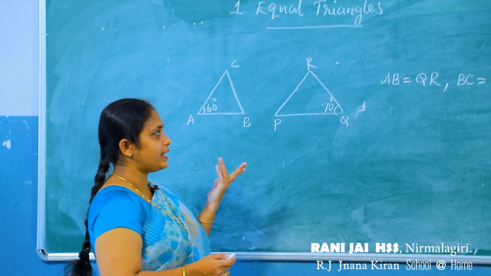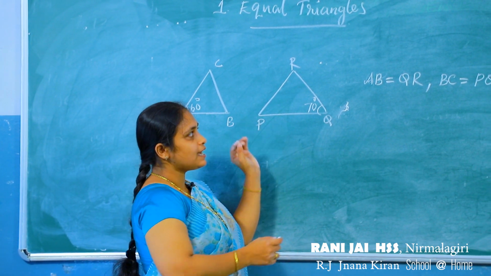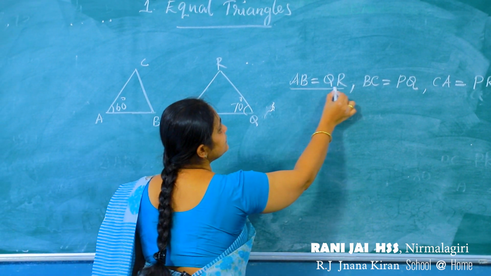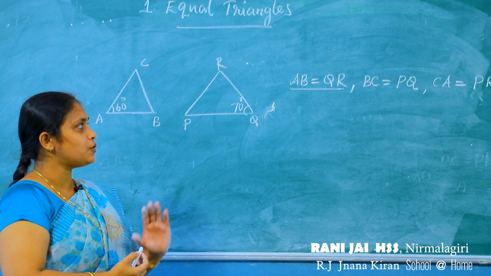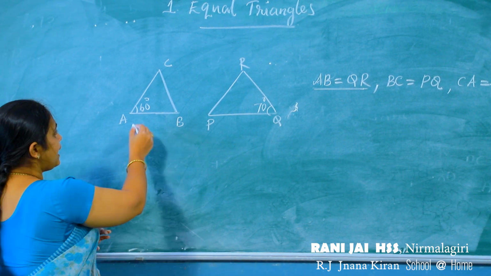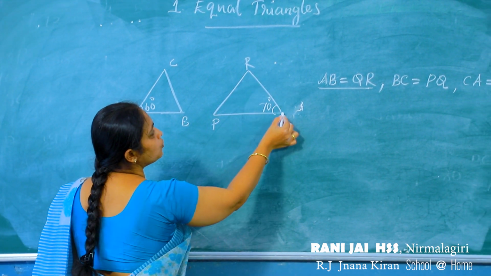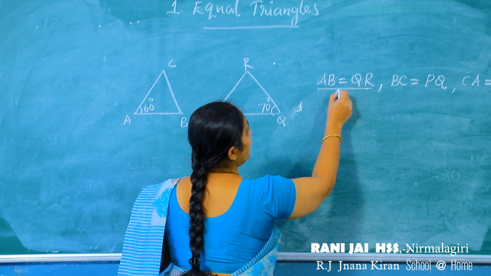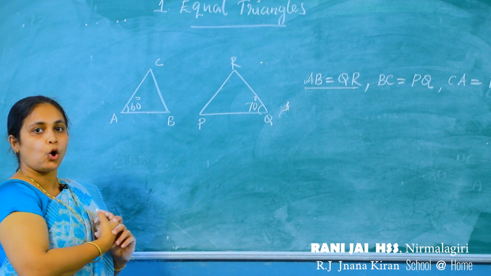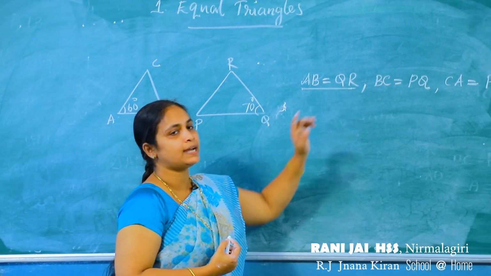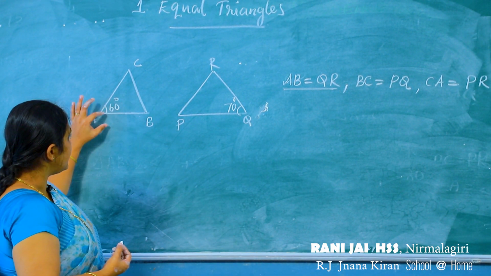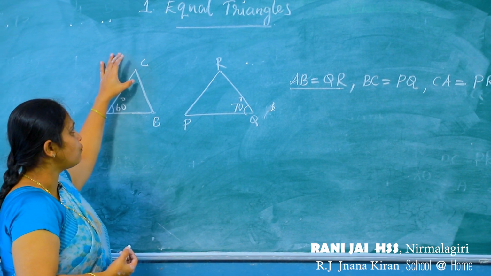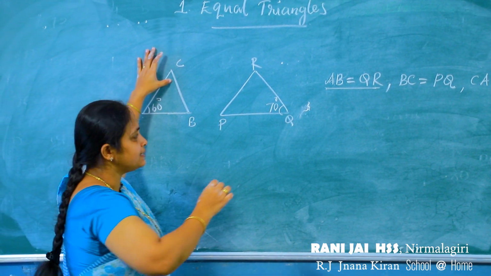Okay. Now for finding the equal angles, consider the first sides, that is AB equal to QR. Then what are the angles opposite of these two sides? Consider the side AB. Then what is opposite angle of AB? That is angle C.